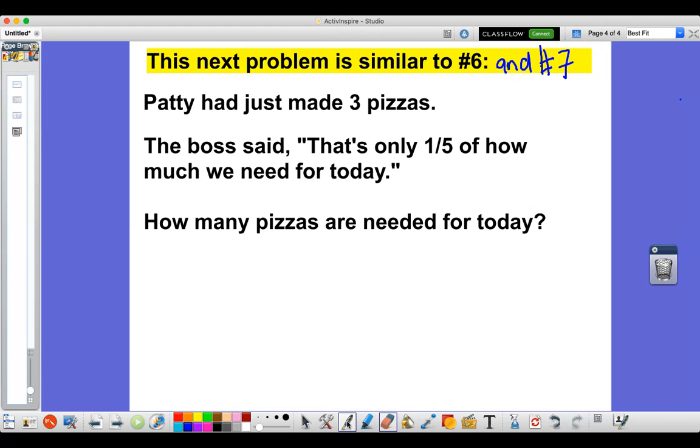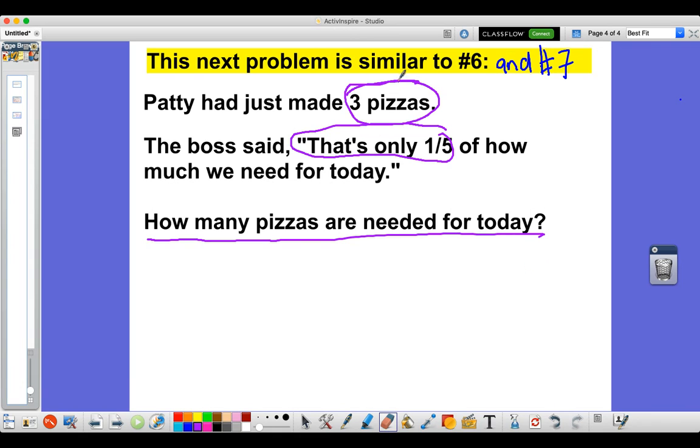All right. Okay, so Patty just made 3 pizzas. Here I am reading it a second time. Okay, remember, you can read it 3 times. Patty has just made 3 pizzas. I think that's important, so I'm going to circle it. The boss said that's only 1/5 of how much we need for today. How many pizzas are needed for today? All right, I've just circled 2 pieces of important information, and I've underlined our task, our question.